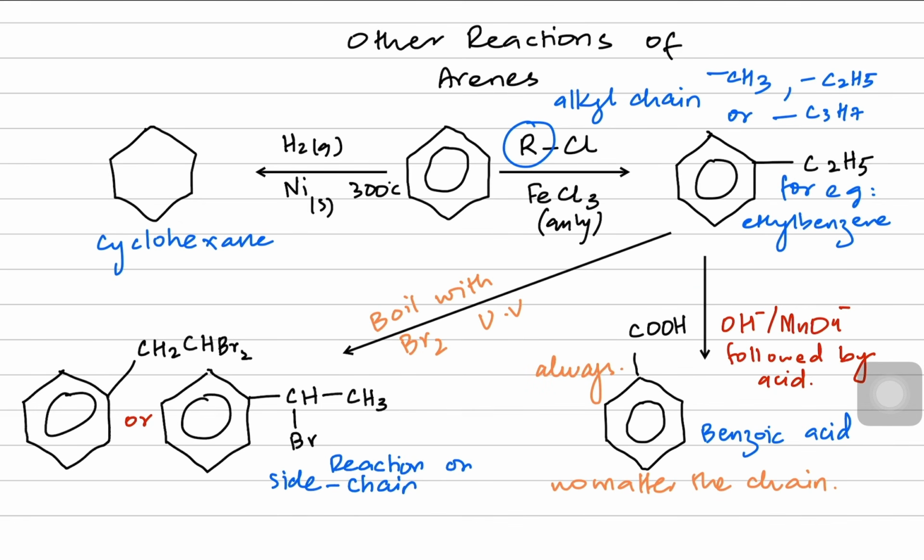You always get the same benzoic acid no matter how long the side chain was. The other carbons are eliminated as carbon dioxide. So it always makes the same benzoic acid. I hope these ideas are clear for you guys.